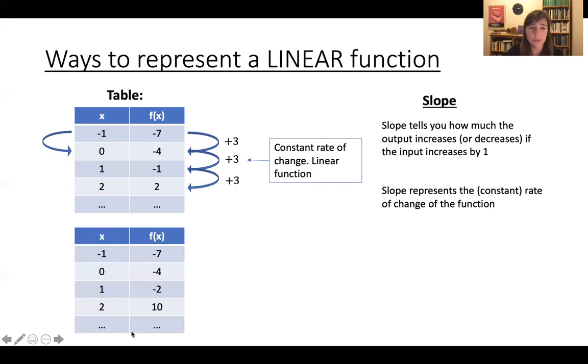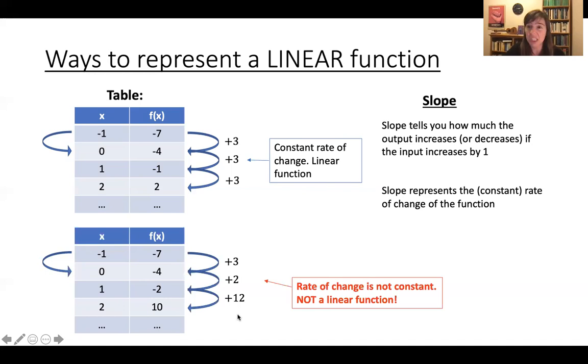So now let's look at another table. On this table, we're increasing the input from -1 to 0. So increase the input by 1, output increases by 3. Now what if we go from 0 to 1? Now the output is increasing from -4 to -2, so it's increasing by 2. And what about from 1 to 2? Then we're going from -2 to 10, it's increasing by 12. So this table is not a linear function because the rate of change isn't constant.